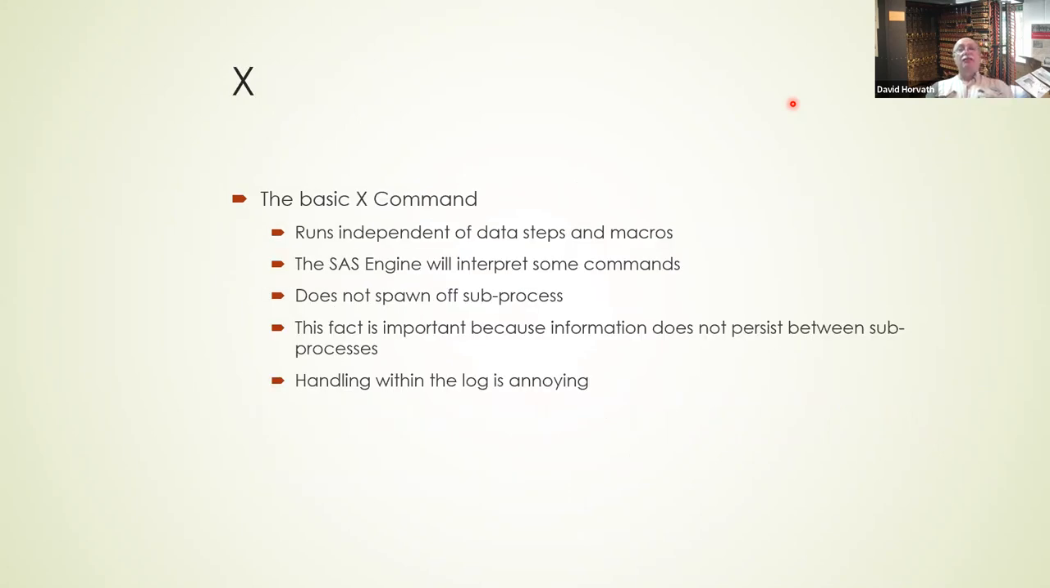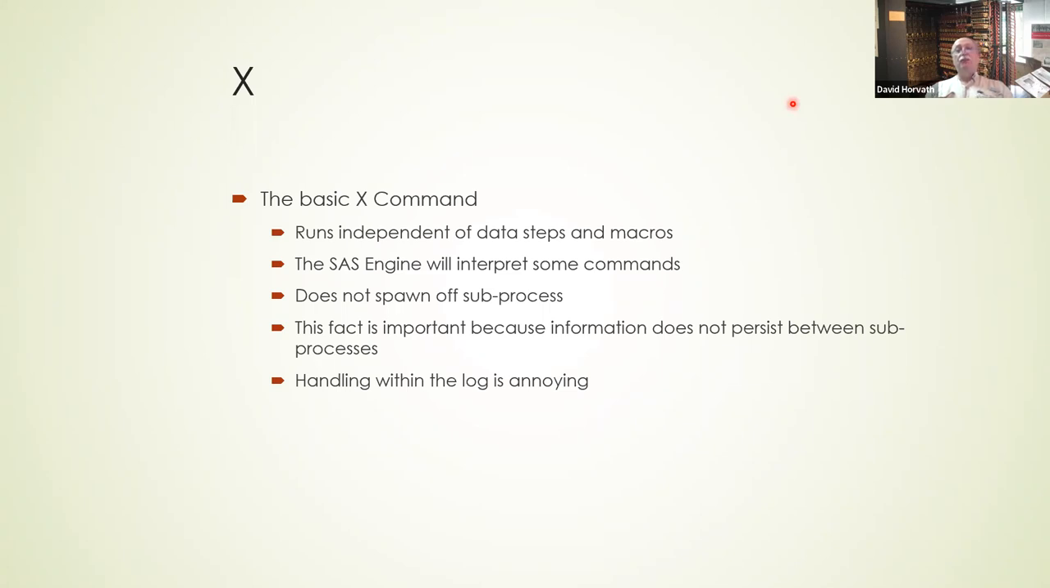The basics: XCMD runs independent of the data steps and macros. All right? It just happens. The SAS engine itself will interpret some commands. Within most operating systems, there is a callable capability, an API, to execute various operating system functions. Change directories, rename files, delete files. You can often do that via the API. You can also do that via a command line, the shell command, and that's what X does, except when the engine itself decides to interpret some of those commands.